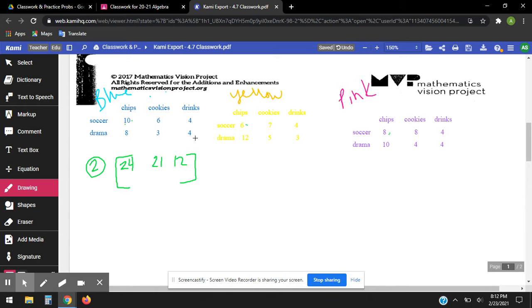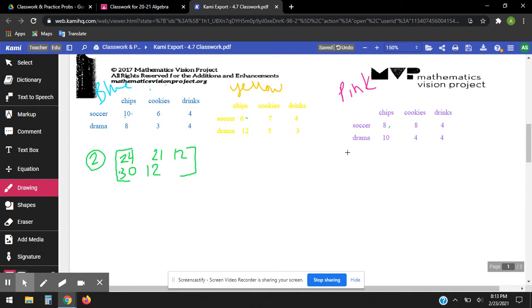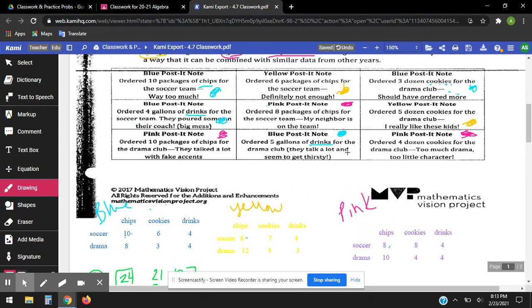Now I'm going to do drama's. Bottom left is drama chips. So I'm going to put that one in the bottom left of my matrix down here. So 8 plus 12 is 20, plus 10 is 30. Now we'll do the cookies. 3 plus 5 plus 4. That is 8 plus 4 is 12. And then the last one is 4 plus 3 plus 4. Is that right? Yellow was 3 drinks.